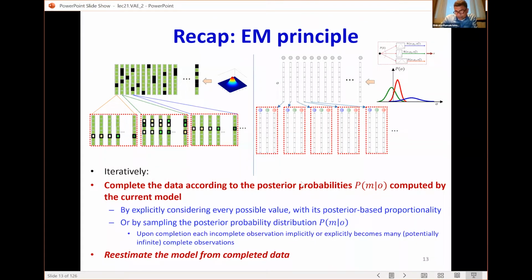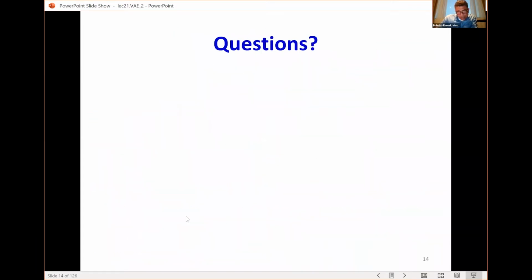Someone who attended yesterday's lecture, can you recall what the second technique was? Anyone? What was the sample, right? You can say that you're going to fill in this missing value by sampling from P of M given O. And then when you sample, you're going to have completed data again, and you can use the completed data to re-estimate the model. So, questions?